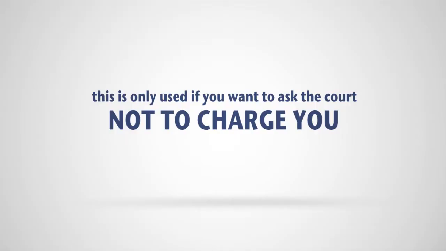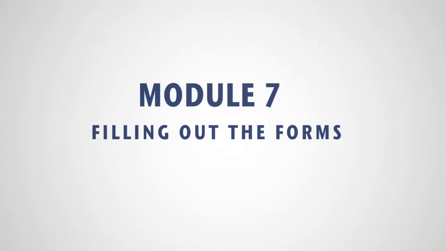There are 6 forms. 5 of them are required to file with the court. The motion and affidavit to proceed in forma pauperis is optional. This form is only used if you want to ask the court not to charge you for filing your documents. If you missed a segment of this video on completing the forms, please go back to Module 7.